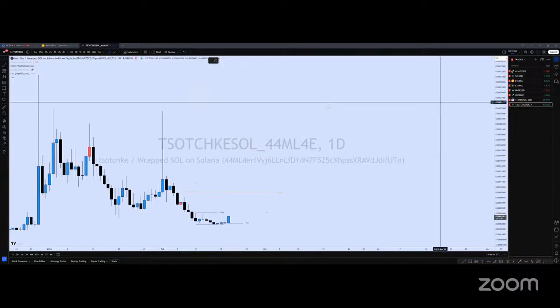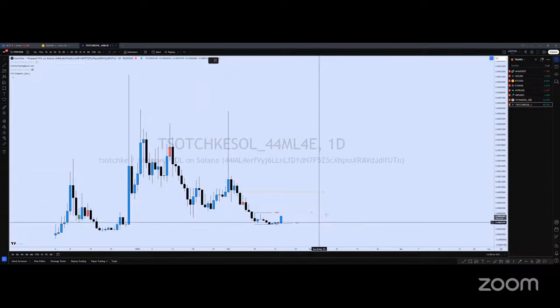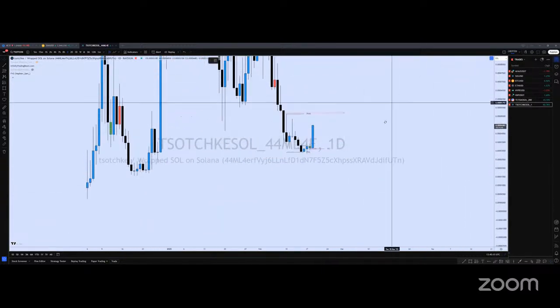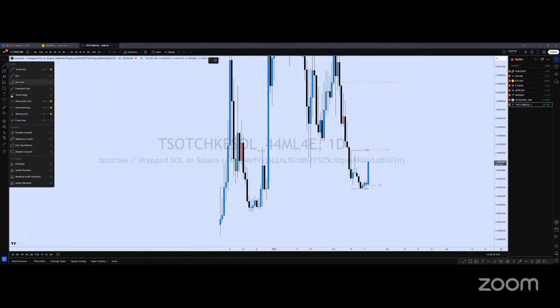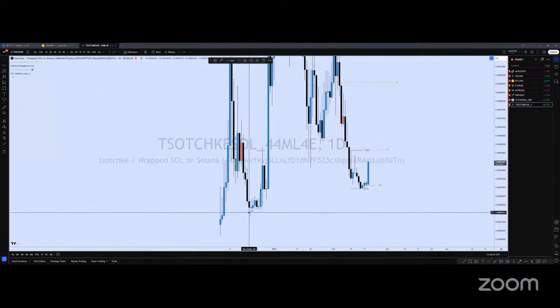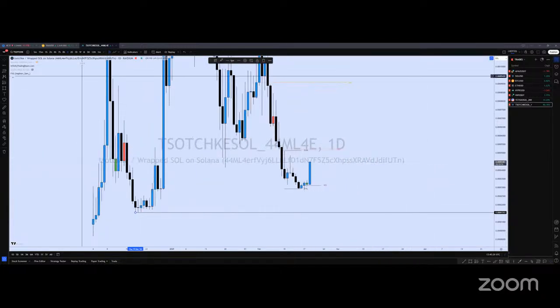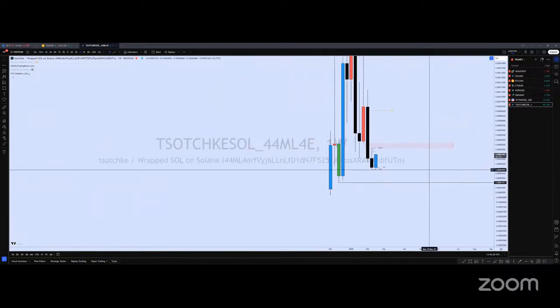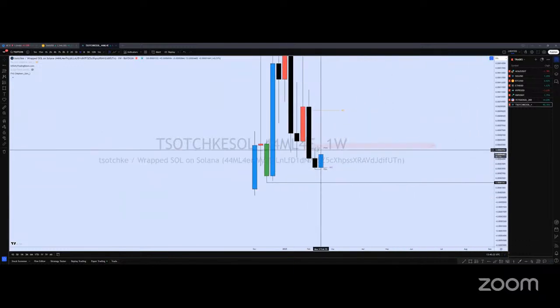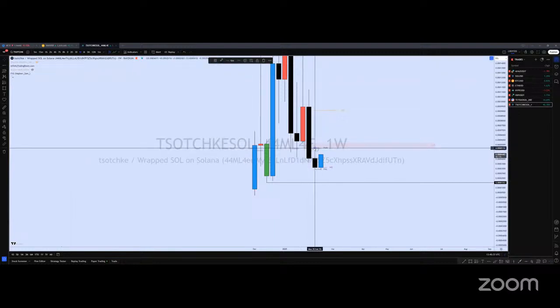Okay, and then the last one will be touch key. Right. I was looking for this low to be run before this big move happens, but switching to the weekly, it looks like it's gonna make a run for that previous week high, but it might not sustain because it's still dropping down.